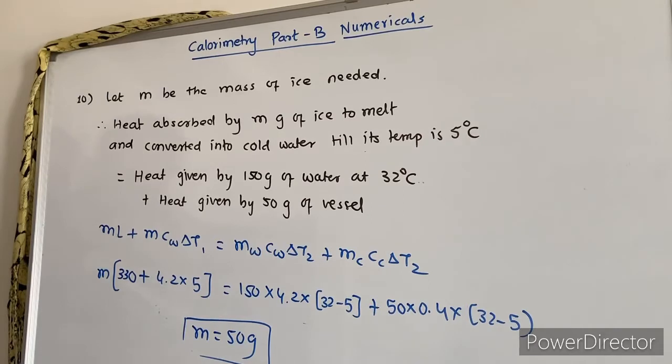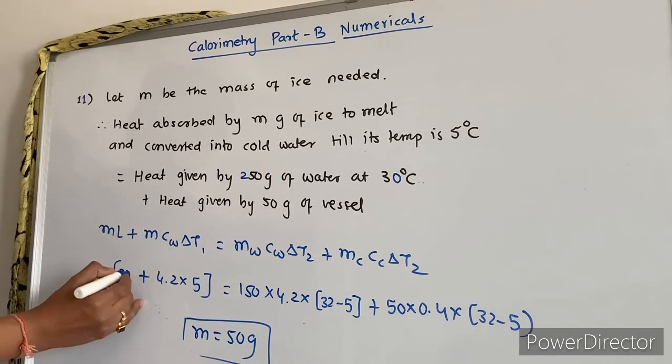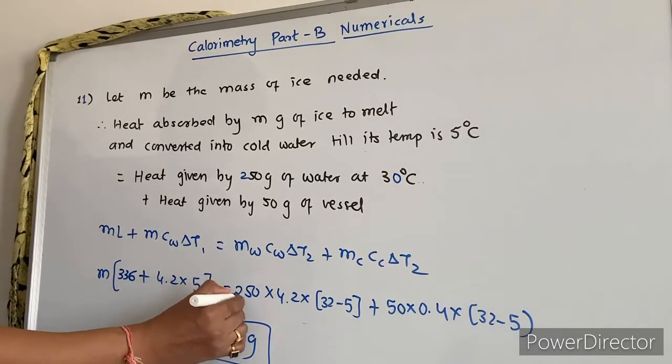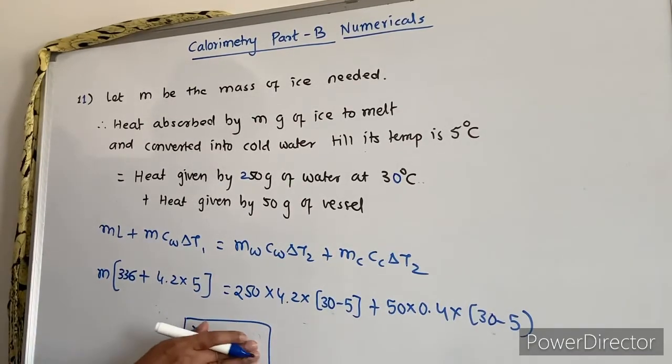If you read the 11th sum, it is exactly the same sum. Now what is the change? Just check. 250 gram of water at 30 degrees Celsius contained in a copper vessel of mass 50 gram. Calculate the mass of ice required to bring down the temperature of vessel and its content to 5. Let m be the mass of ice needed. Heat absorbed by m gram of ice to melt and convert into water till its temperature is 5 is the same. Now heat given by 250 gram of water at 30 degrees Celsius, so instead of 32 it is 30. This part remains the same. This is your 336, this is your 250, this is your 30 minus 5, and this is also your 30 minus 5. If you solve this, the final answer comes out to be 74.93 gram.